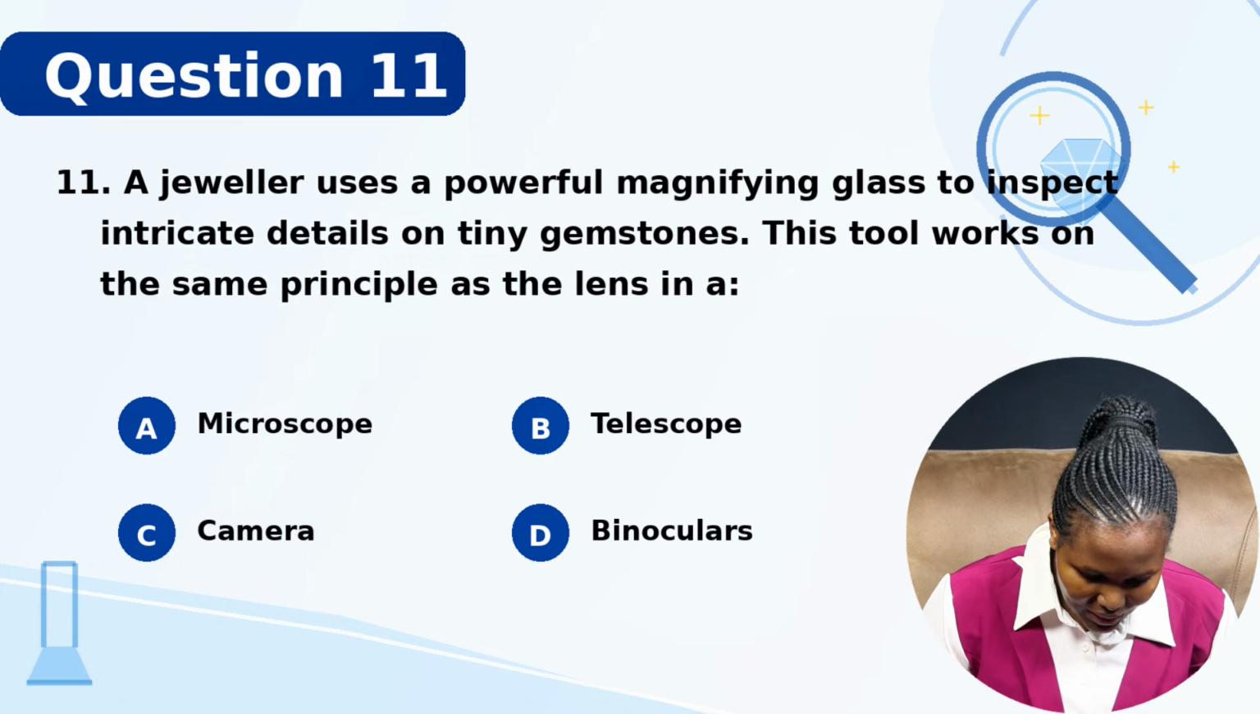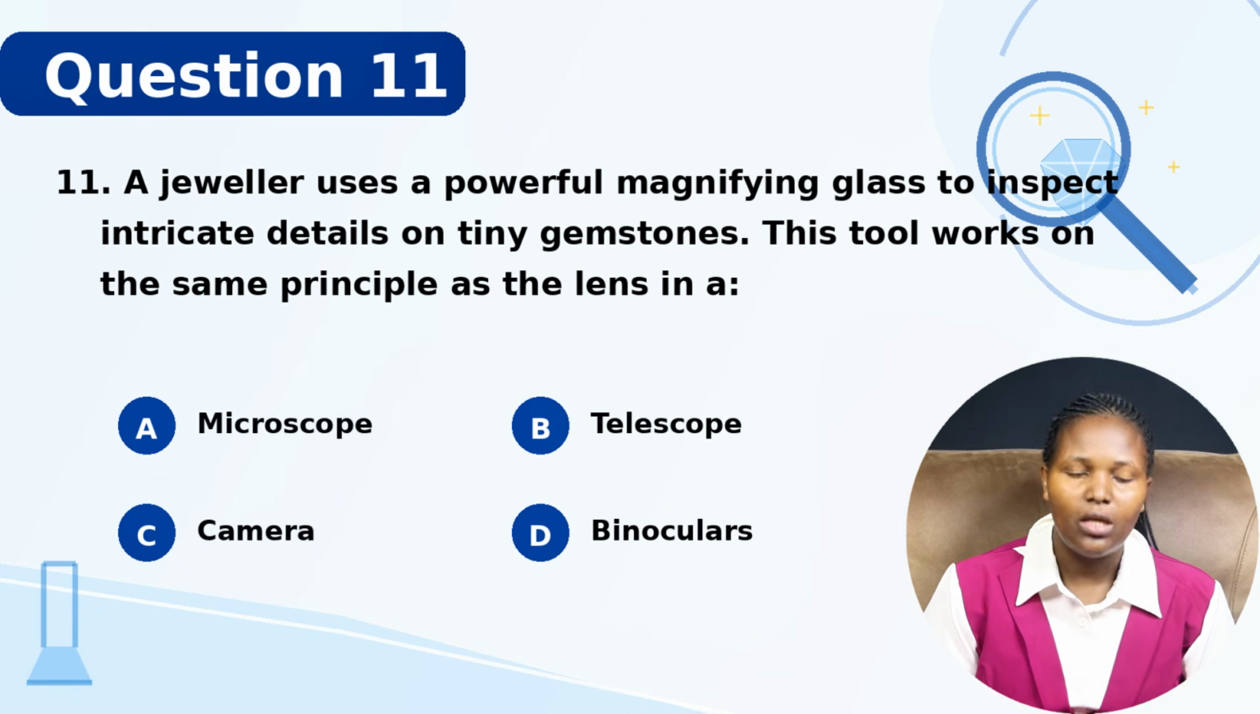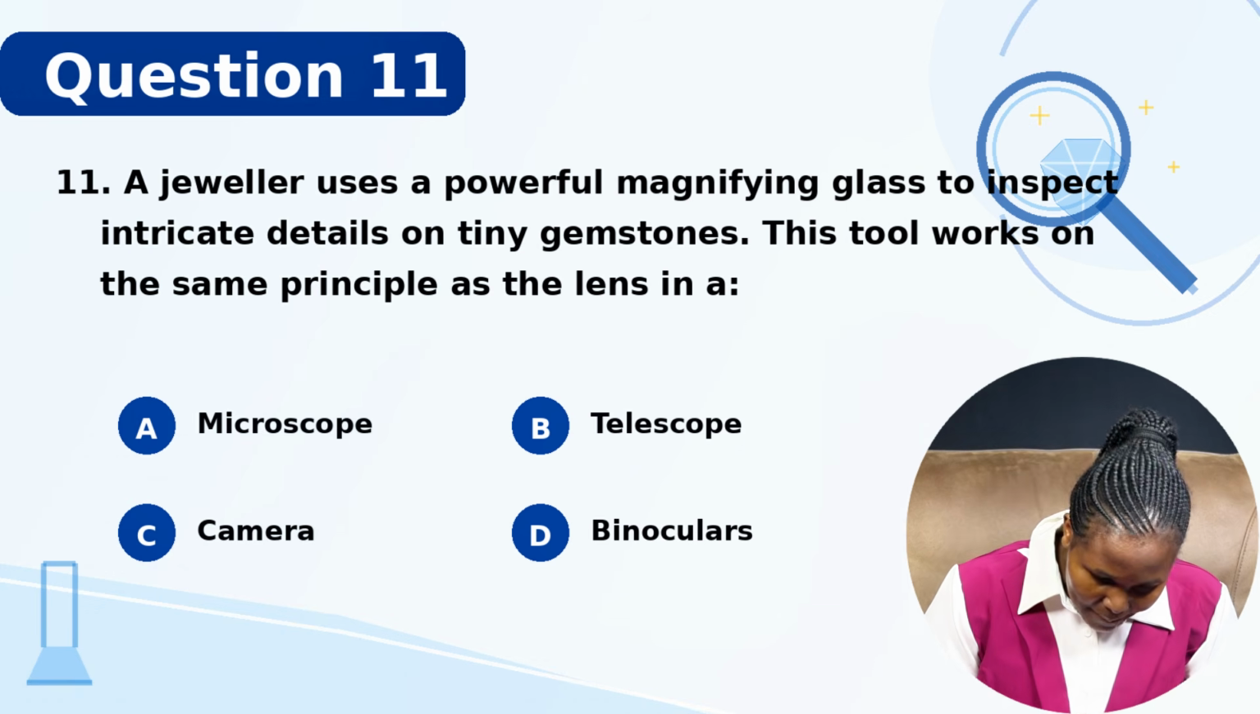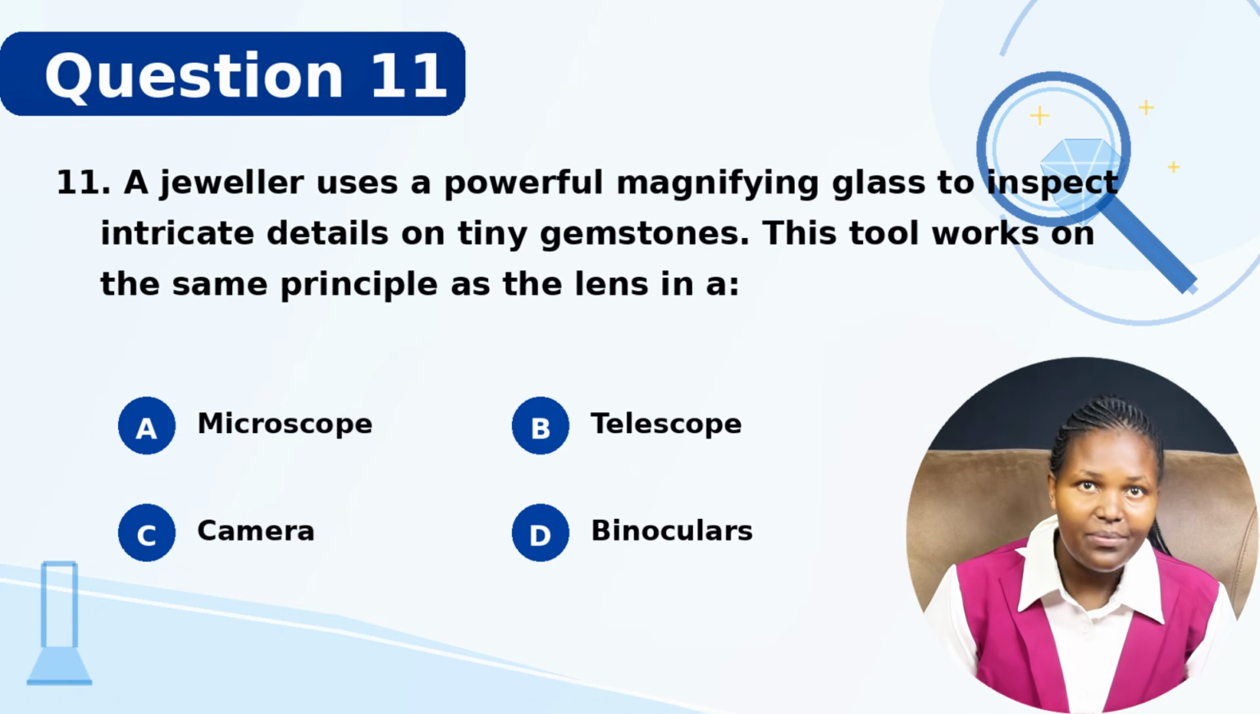Let us go to question 11. A jeweler uses a powerful magnifying glass to inspect intricate details of tiny gemstones. This tool works on the same principle as the lens in a... Wow. So, question 11 is about a magnifying glass. First of all, we have to get something here.